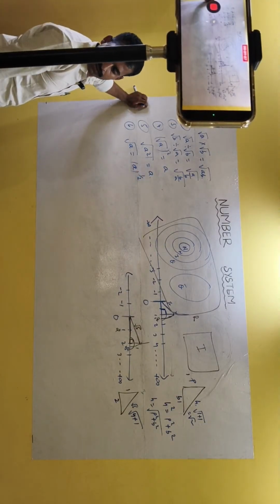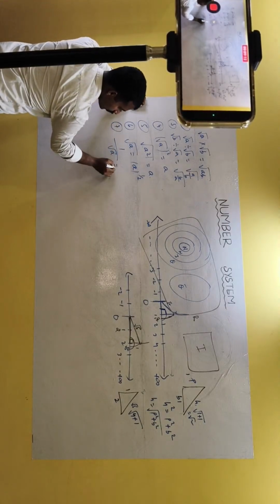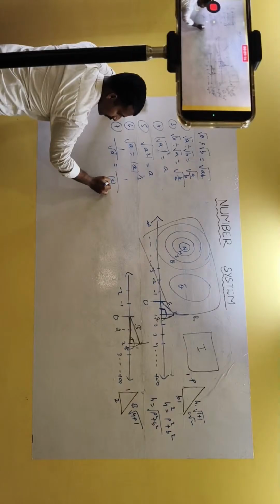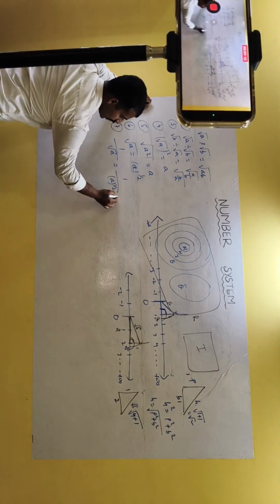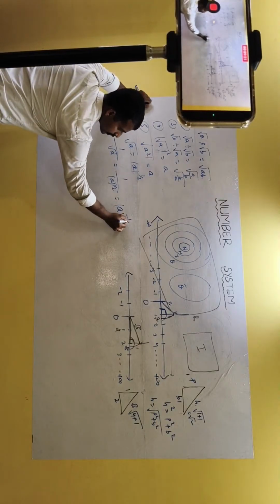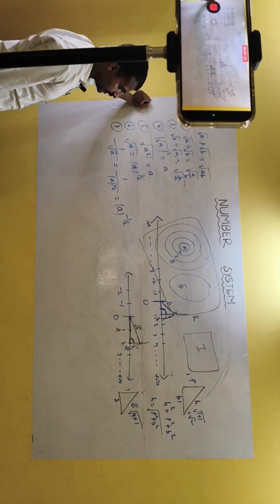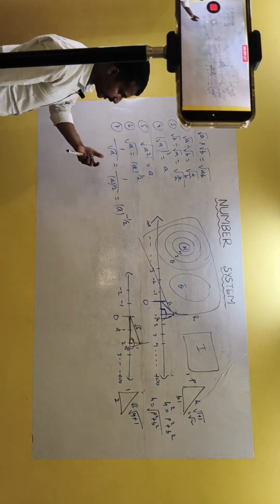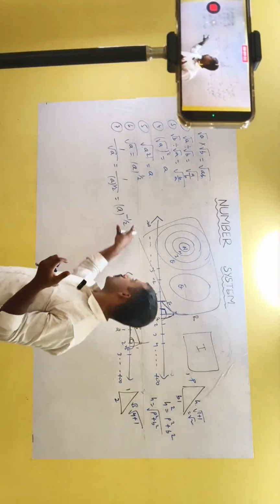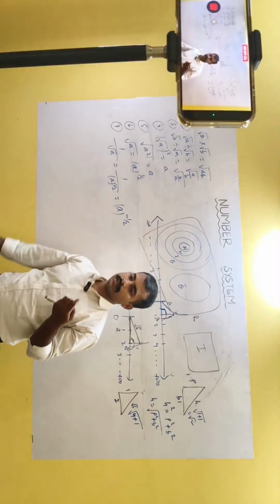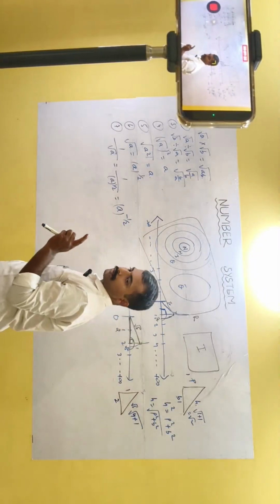Is that clear or not? If there is written 1 by root a, meaning 1 by a to the power 1 by 2, which is equal to how much? a to the power minus 1 by 2. Exponential negative: I have already taught you, if in the exponent a negative sign is coming, that means that whole term goes in the denominator, nothing else. So don't be confused.